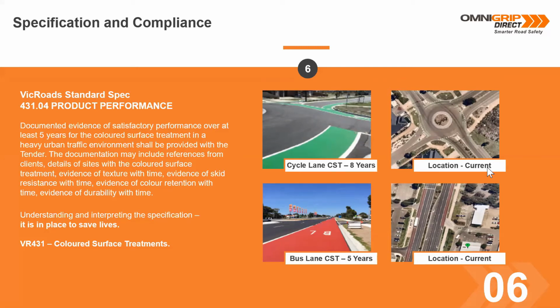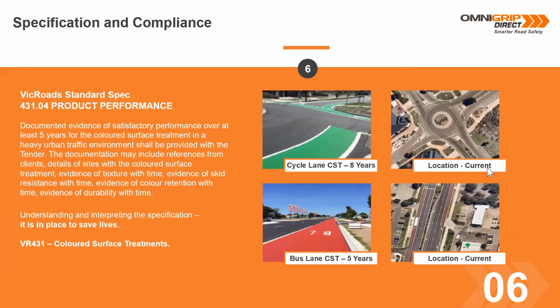So what you're seeing on the screen on the right there is some installation dates of our cycle lanes and our bus lanes, namely 8 years and 5 years, and then the current realistic timeline of those installations. You'll see in those pictures that they have performed and are satisfactory over 5 years, and that's really important. Now, the one on the top right there is a realistic expectation of what you would get from an OmniGrip system. So that's 8 years functionality.